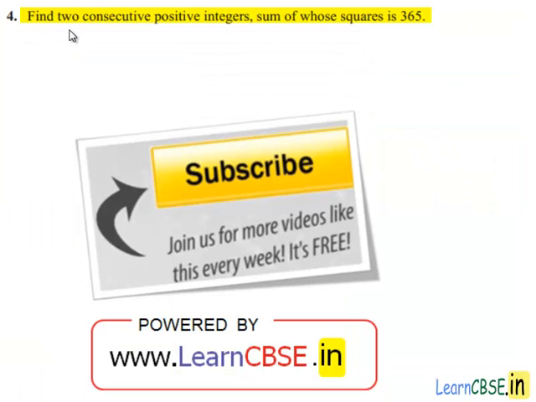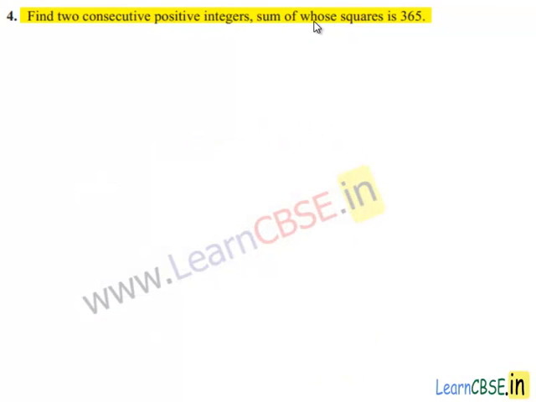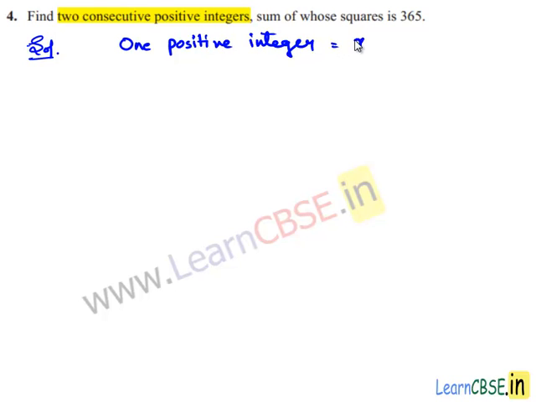Coming to the fourth problem, find two consecutive positive integers, the sum of whose squares is 365. So let us see the solution. Assume one positive integer as x. So one positive integer is equal to x. The consecutive positive integer becomes x plus 1.